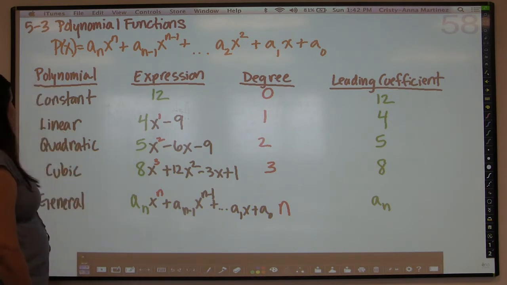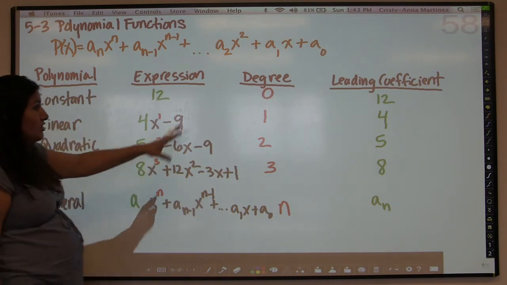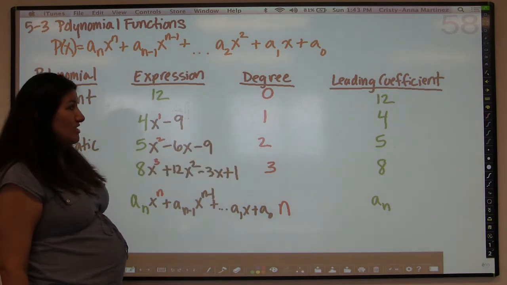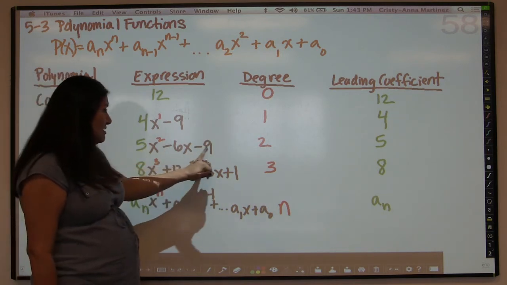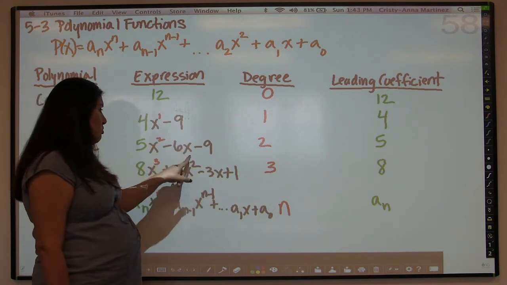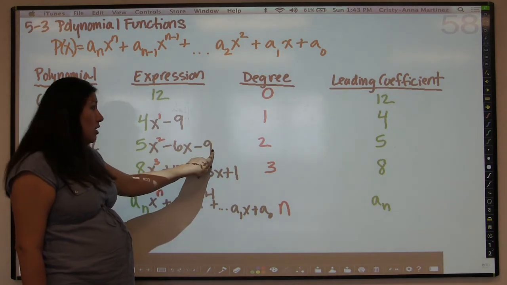So here we have some examples of how we name polynomial functions. So I have the name here, the expression of what it would look like, what the degree would be of that polynomial, and then the leading coefficient. Now remember, we talked about this already in 5.1, that each term has its own degree. So the degree of this term would be 2, the degree of this term would be 1, and the degree of this term would be 0 because it doesn't have an x term at all.